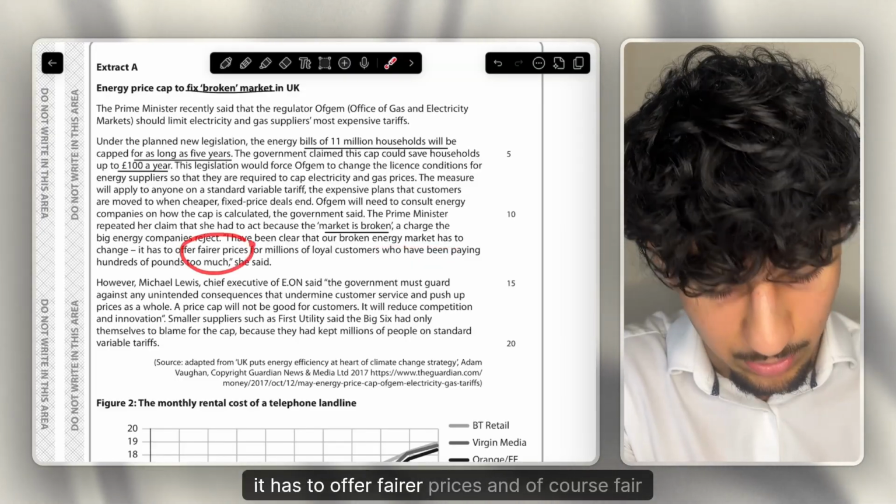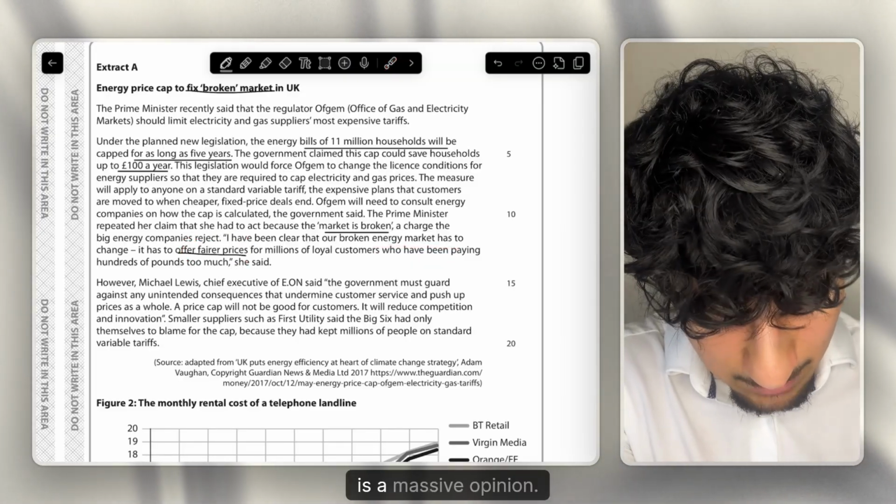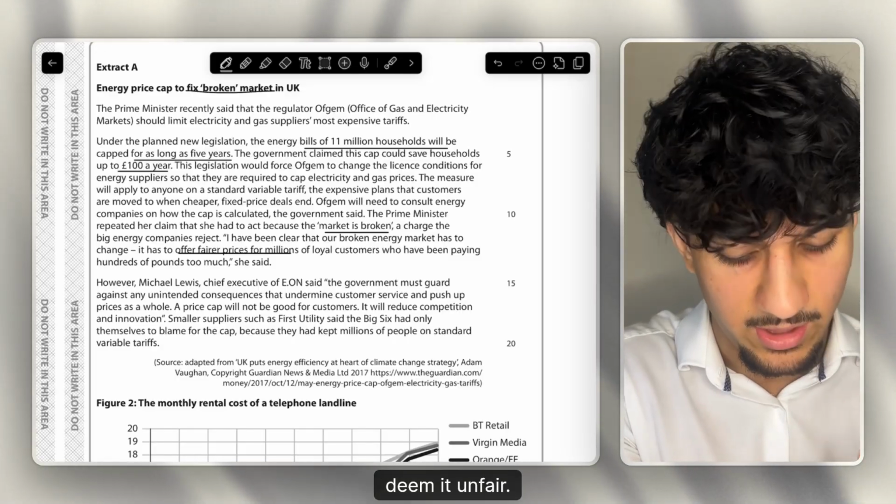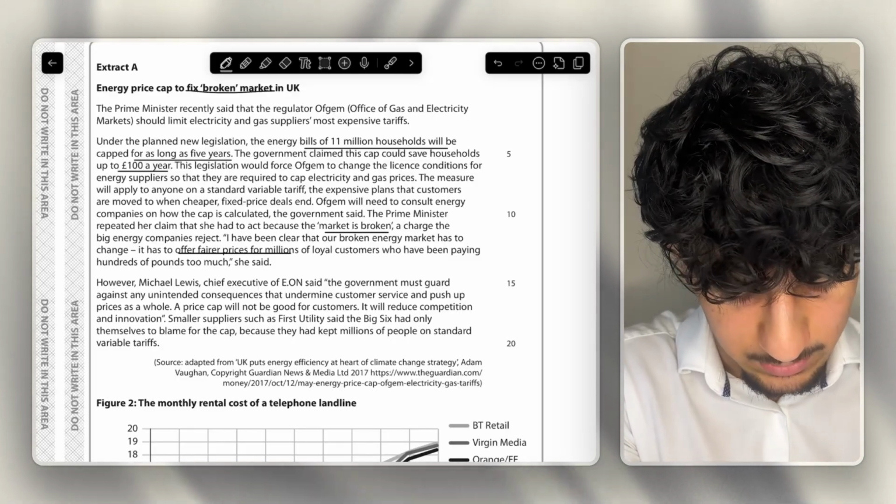Then if we keep going, our broken energy market has to change. It has to offer fairer prices, and of course fair is a massive opinion. What one person deems fair, another person might deem unfair. That, like I said, is another example of a normative statement.